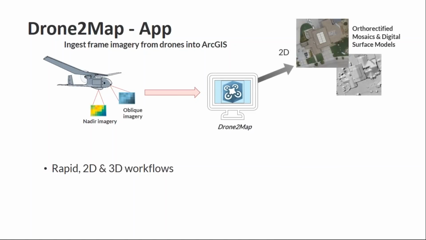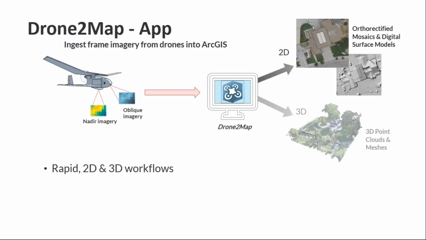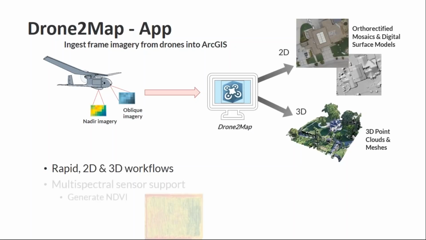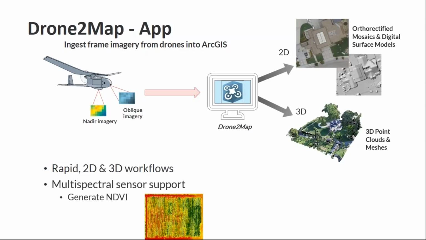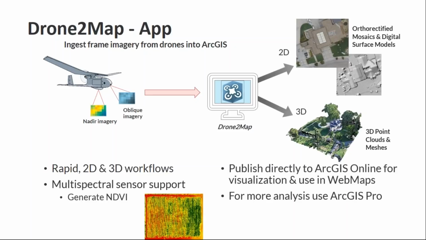The products created by Drone2Map include ortho-rectified mosaics and digital surface models in what we refer to as the 2D workflow. And for those who need to build 3D products, we can create 3D point clouds and textured mesh models. Of particular interest to the agricultural community is support for multispectral sensors, such as from MicaSense, Sequoia, Tetracam, Sentera, and others. With a multispectral camera, Drone2Map does also create an NDVI image.